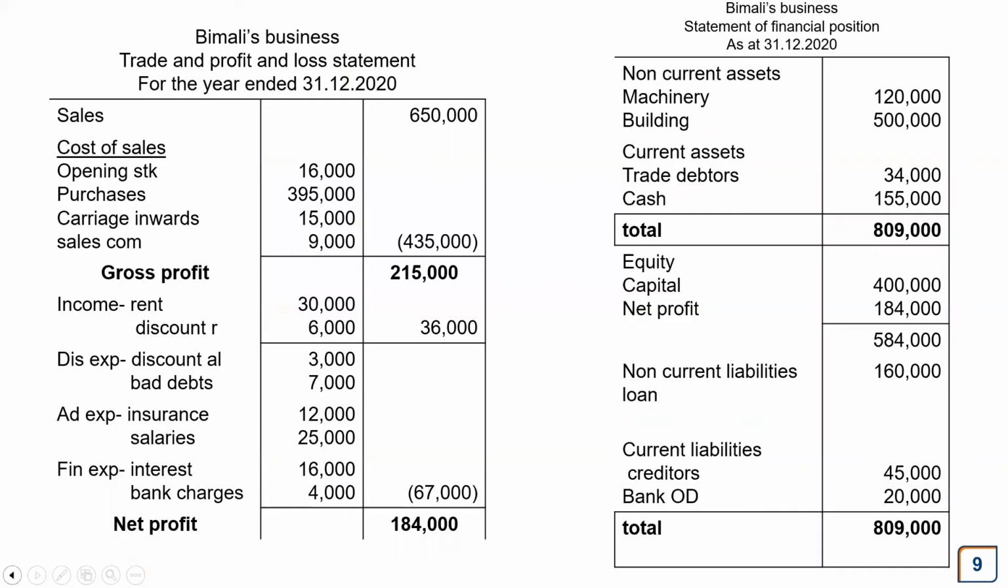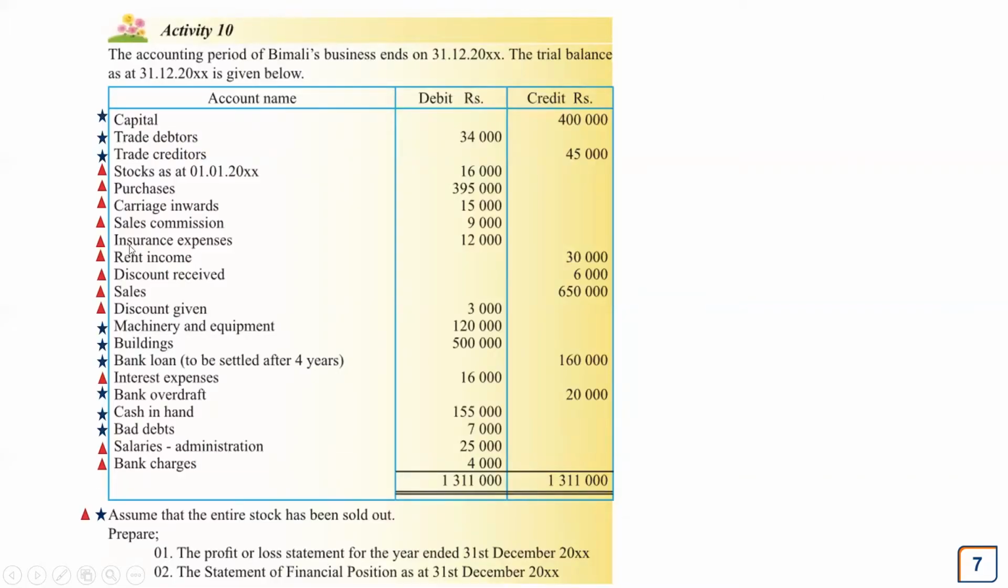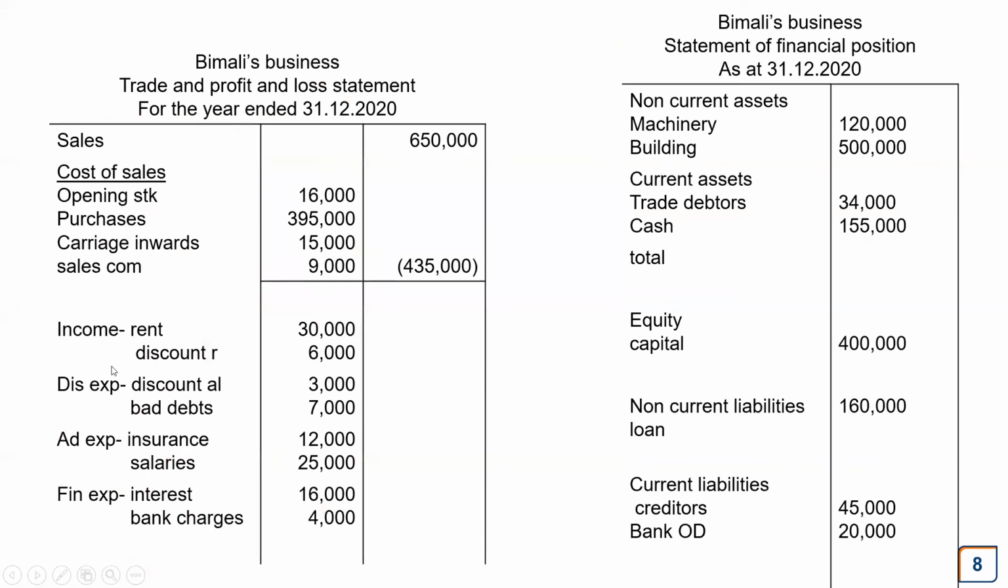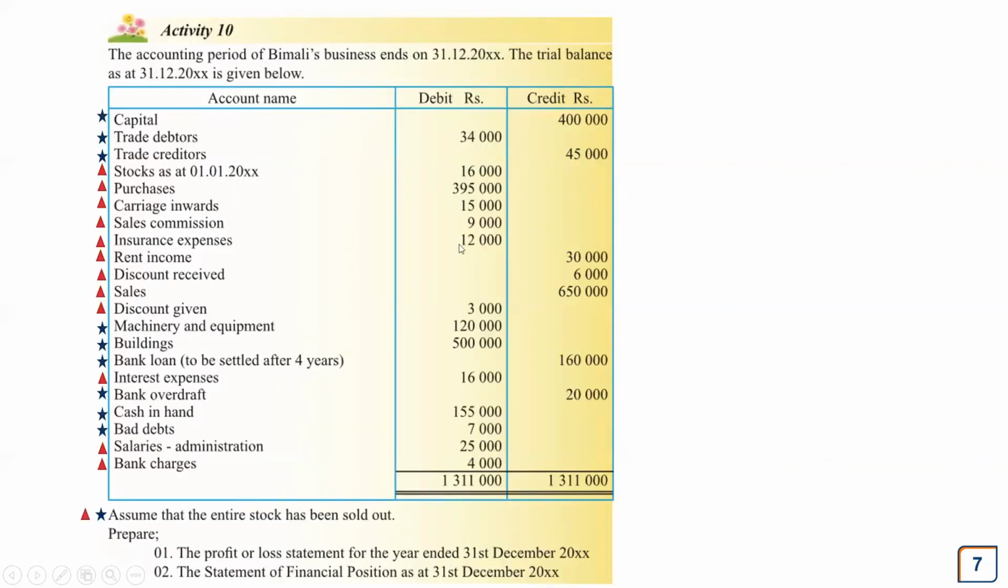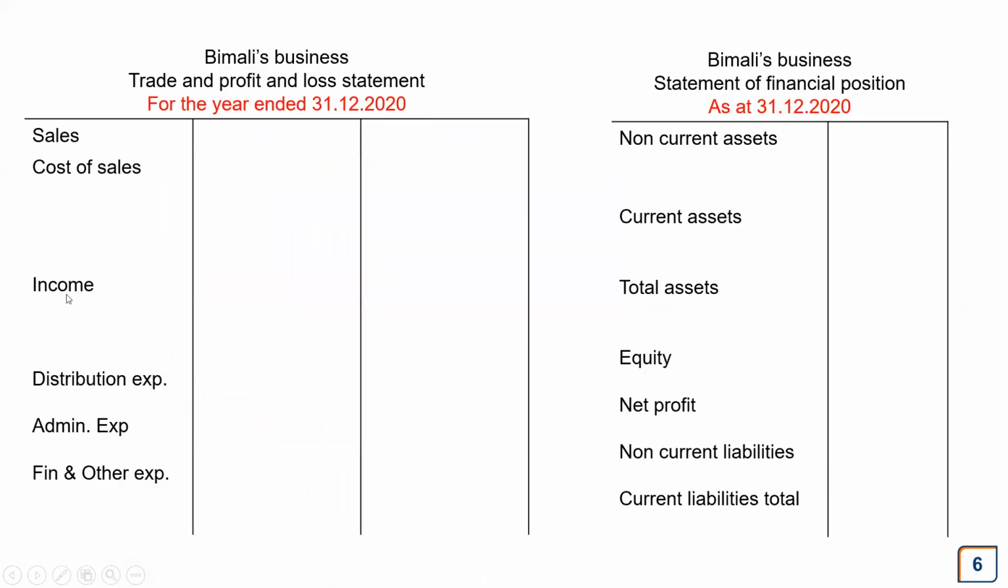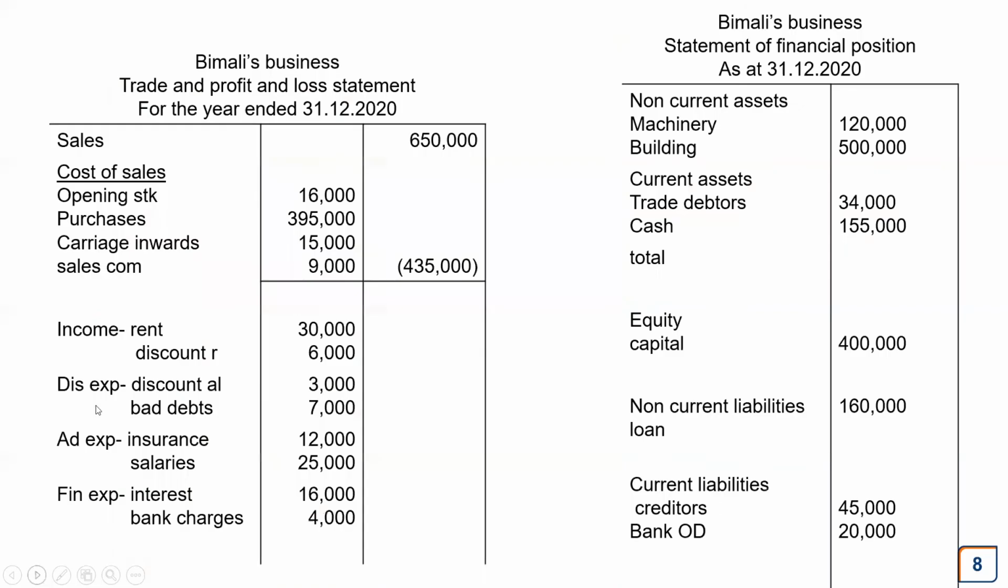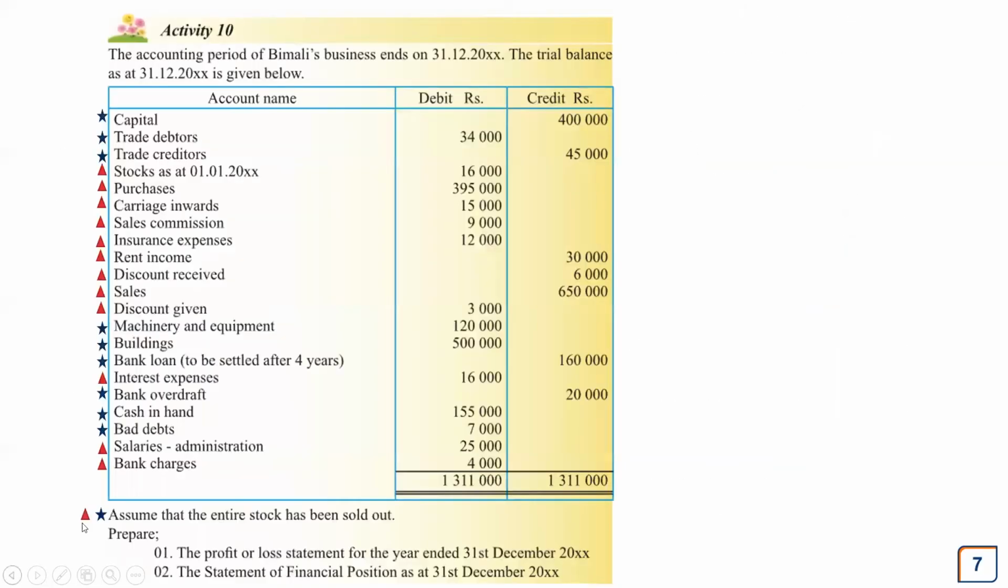Later on, the next one is insurance expense 12,000. So it's an expense. Is it a selling and distribution one? Do we incur it because we do sales? No. So it is an administrative expense. I write the insurance and the value. Next one is rent income 30,000. So under income, I write the 30,000. Right? Discount received 6,000, sales 650,000.